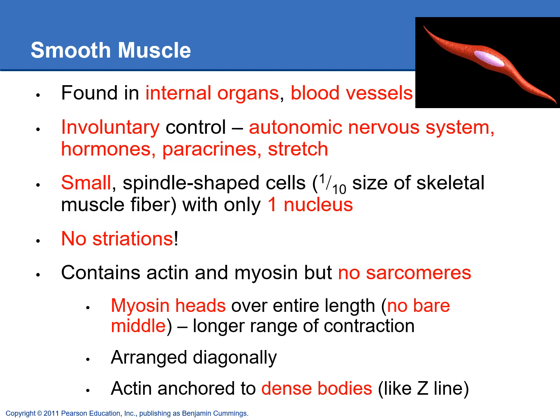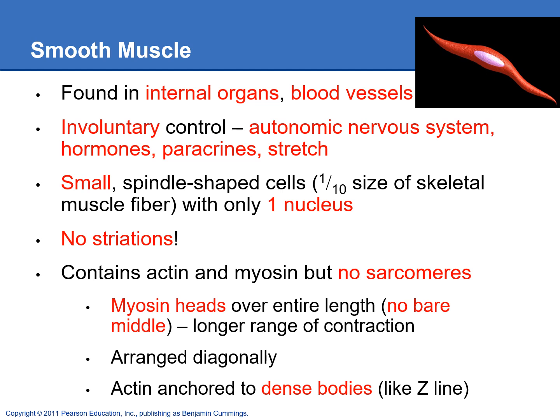So we find smooth muscle in the walls of the GI tract, the bladder, uterus, airways, and then also surrounding the walls of the blood vessels. That's also smooth muscle. Another thing that is really different about smooth muscle from skeletal muscle is that it's under involuntary control. So it's going to be innervated by the autonomic nervous system. So sympathetic and parasympathetic neurons will innervate smooth muscle.